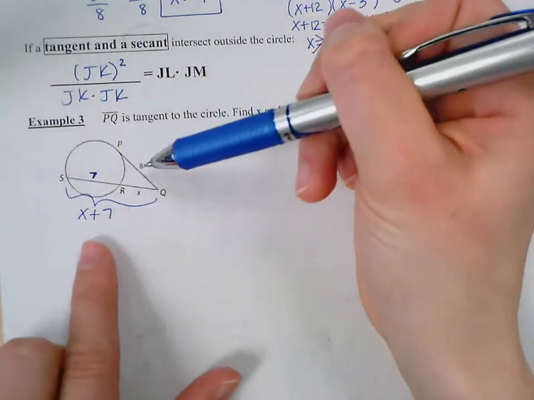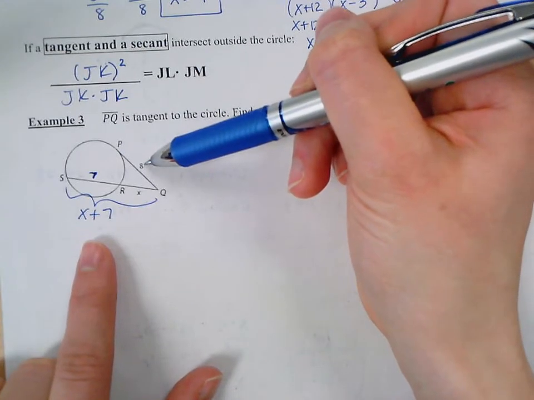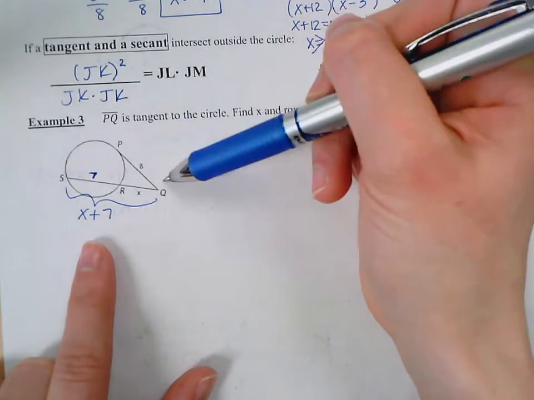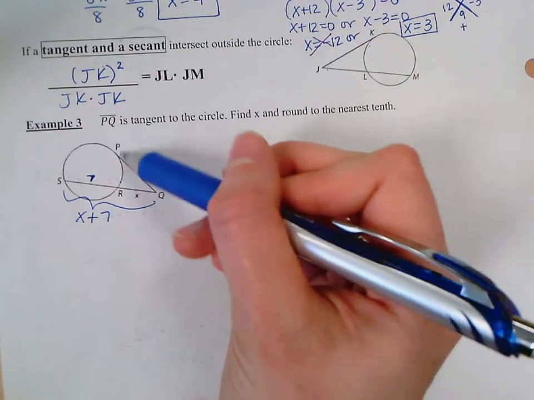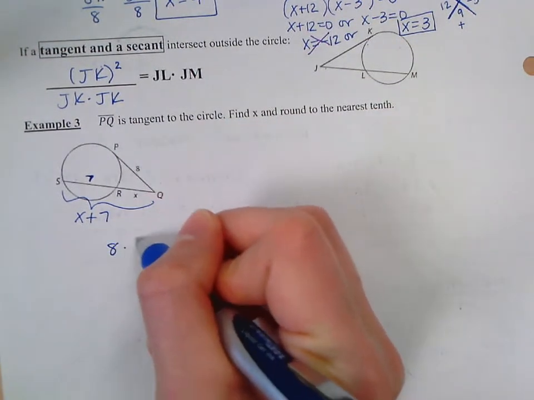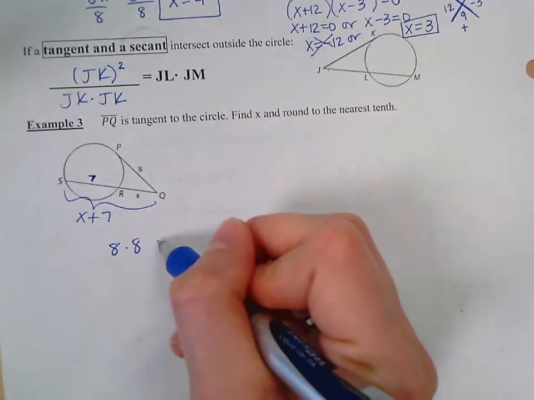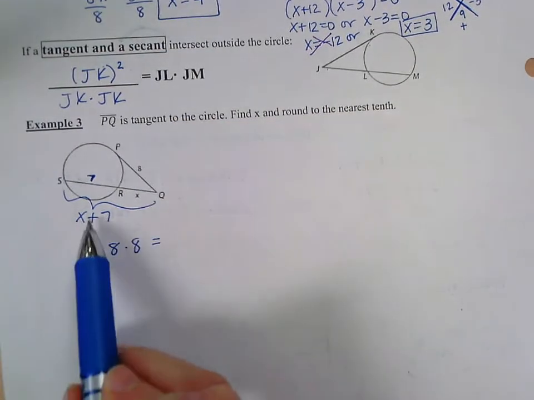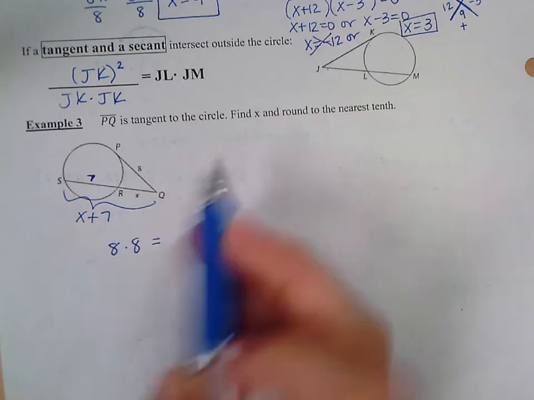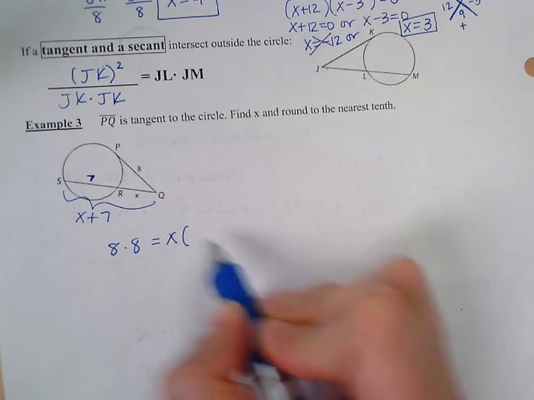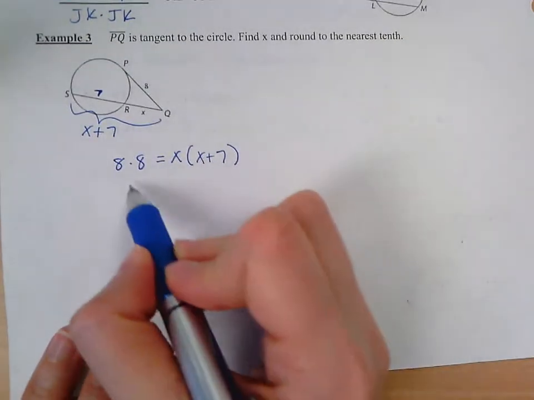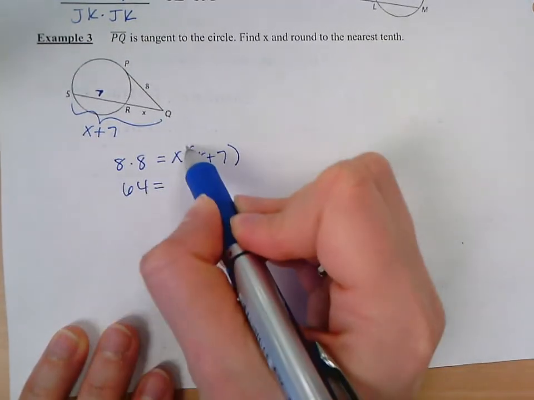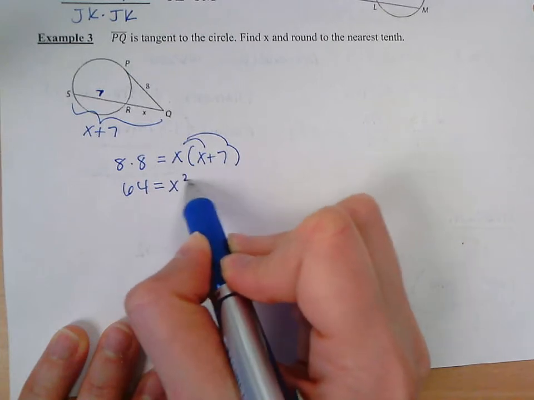And again, for PQ, this is the exterior and it's the entire length. It's both. So 8 is both. So for this segment, it would be 8 times 8, 8 times itself, or 8 squared. And then for this one, your exterior is x times your whole is x plus 7. So we get 64 equals x squared plus 7x.